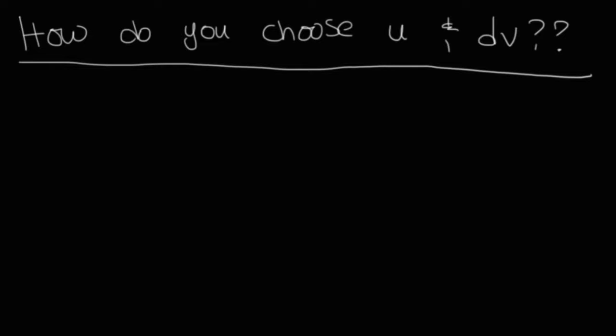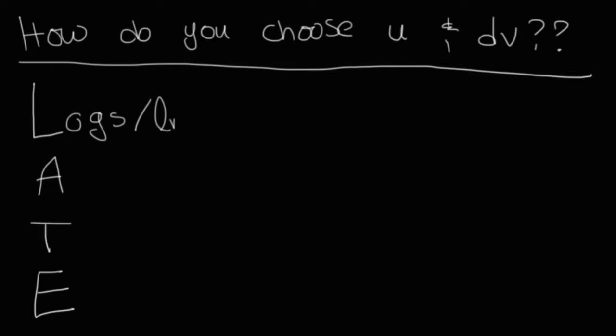Okay, so I'm going to give you a criteria. It's going to be an easy acronym to remember, hopefully. We're going to use the acronym LATE, and this is the order in which you choose your u. If the integral has, for example, logs or lns in it, then you choose your u to be your log or ln part first, and then you let your dv be the rest of the integral.